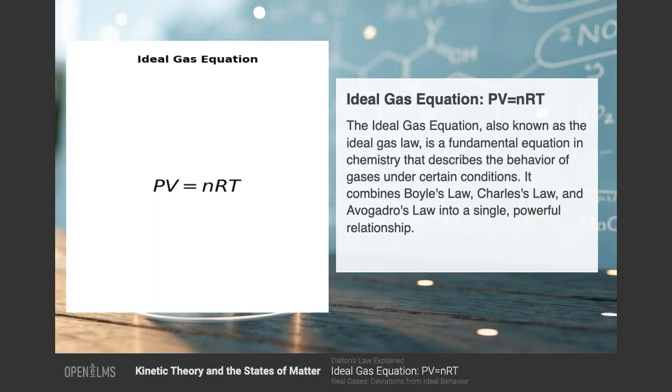Ideal gas equation, PV equals nRT. The ideal gas equation, also known as the ideal gas law, is a fundamental equation in chemistry that describes the behavior of gases under certain conditions. It combines Boyle's law, Charles's law, and Avogadro's law into a single, powerful relationship.